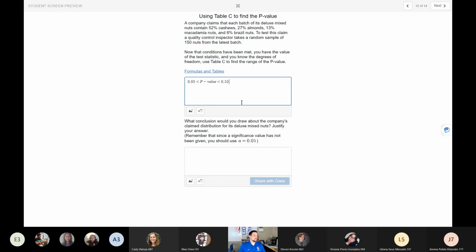You would also, on an AP exam, want to mention that these values were attained from table C. If we use the calculator functionality, you need to show that that's what you used. And then our conclusion: our p-value is greater than alpha. It's greater than 0.05, so we failed to reject the null hypothesis. This means we do not have sufficient evidence to say that the company's claim is incorrect.